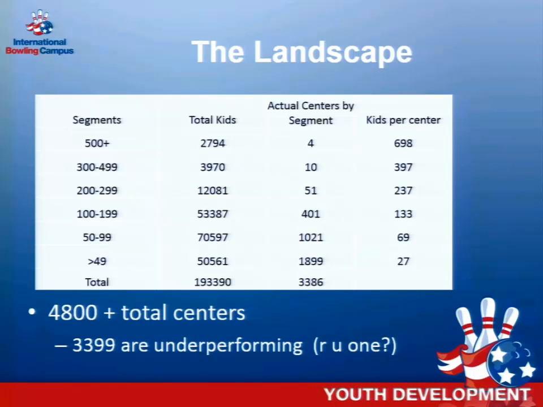How do I get to that number? There are 3,386 that certify with USBC. There are four that have 500 or more kids in their programming. There are 1,899 that have less than 50. Add that to the almost 1,500 that don't have a youth program.